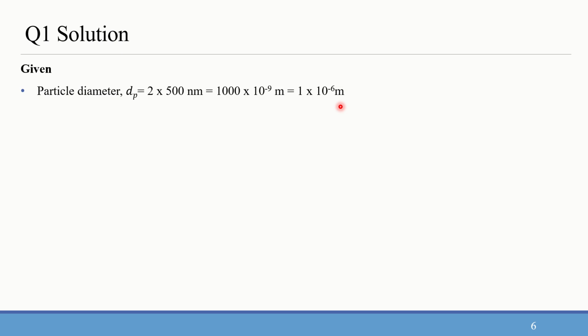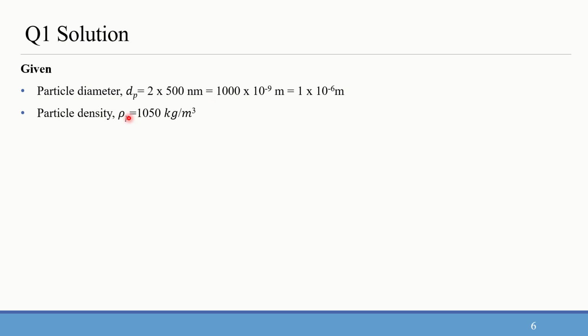We know that particle diameter is twice the radius, which is 2 times 500 nanometer. So it is 1000 times 10 power minus 9 meter, which is 10 power minus 6 meter.